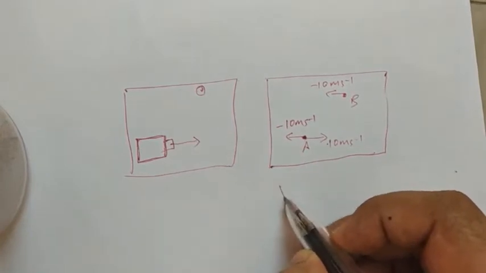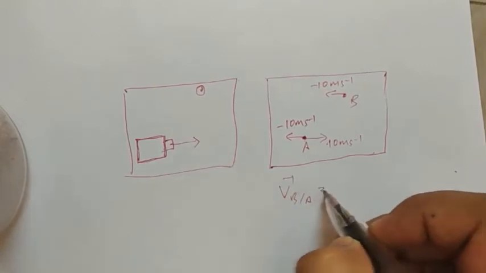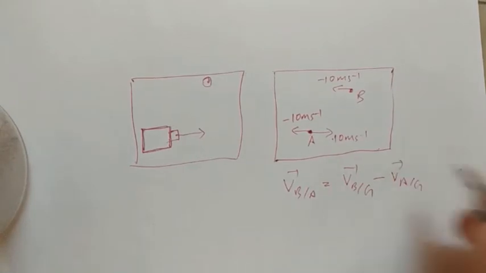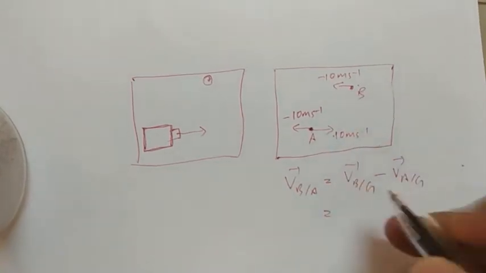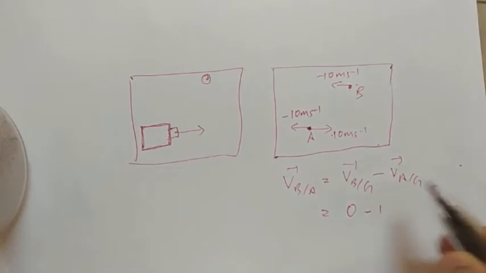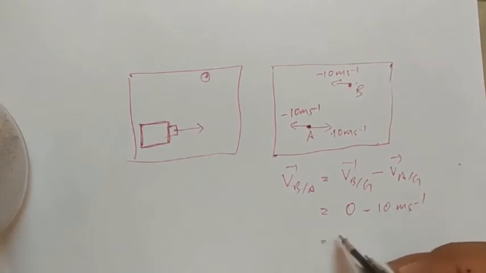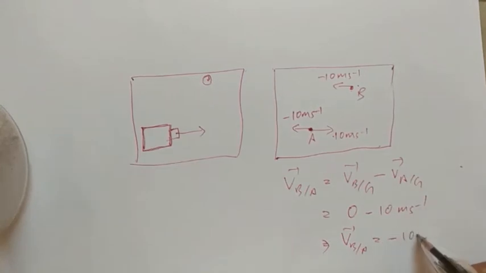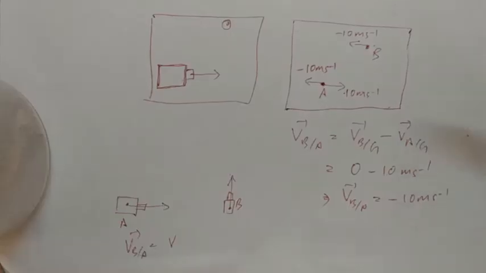This can also be demonstrated by the fact that the velocity of B with respect to A can be written as the velocity of B with respect to ground minus the velocity of A with respect to ground. The tree is standing still with respect to ground, so the velocity of B with respect to ground is 0, and the velocity of A with respect to ground is 10 meters per second. So the velocity of B with respect to A would be negative 10 meters second minus 1.